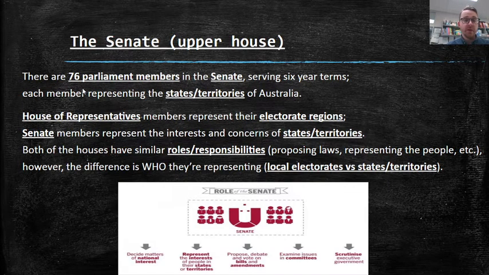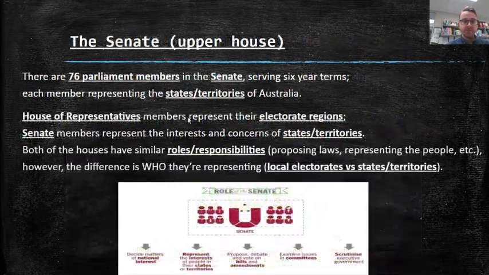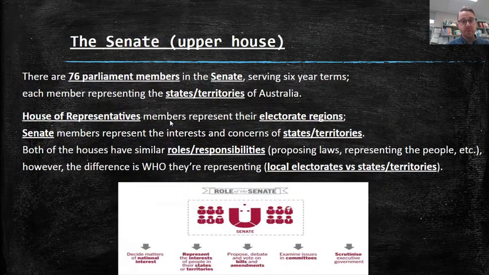The Senate is also known as the States House. So it's easy to remember because S for Senate, S for States. The 76 Parliament members in the Senate represent the states and territories of Australia. The House of Reps members represent their electorates, but Senators represent the interests and concerns of the states and territories. So you will have a senator for Victoria, but you'll have a House of Reps member for Chisholm, for Mount Waverley and Glen Waverley. You can't be the senator of Glen Waverley. So there'll be senators for Tasmania, for Victoria, for Sydney, etc.